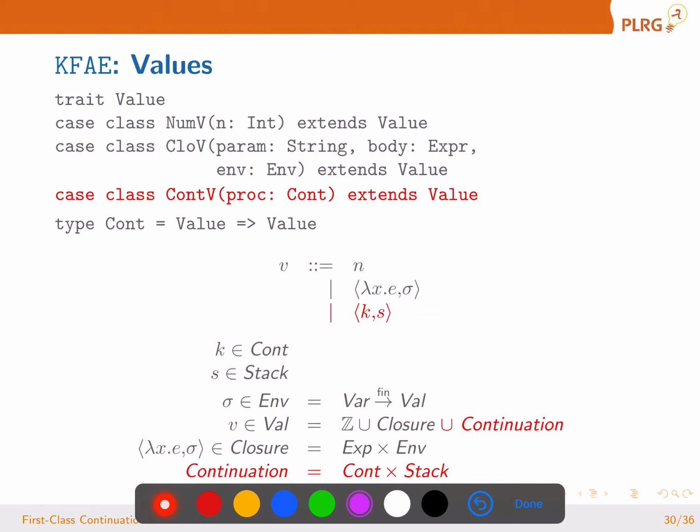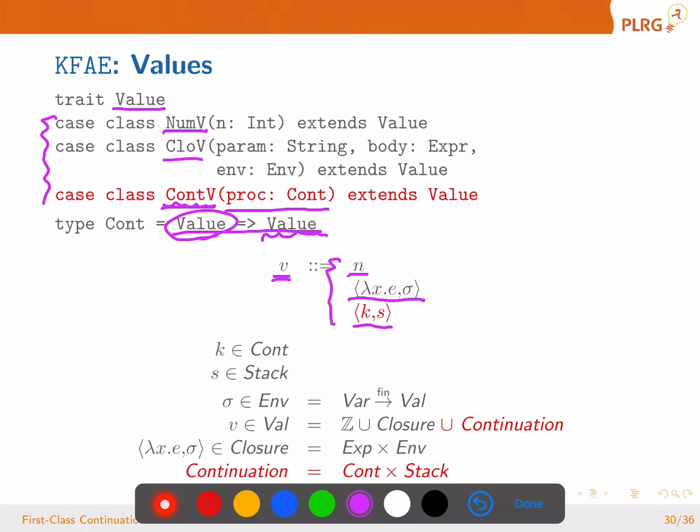Then we extended the value to have one more kind of value, cont v. In addition to number and closure, we added cont, which represents continuation, work to do. Getting a value and then producing another value. So in the operational semantics as well, we need to extend the value v to have three kinds. In addition to number and closure, we added cont v.